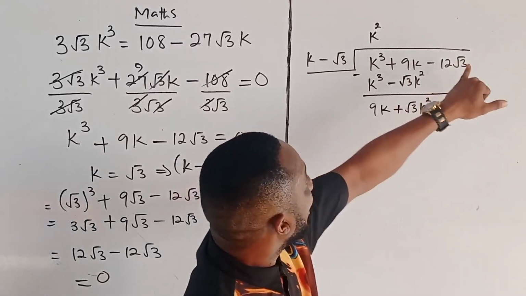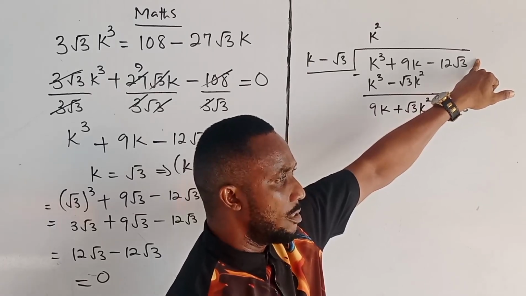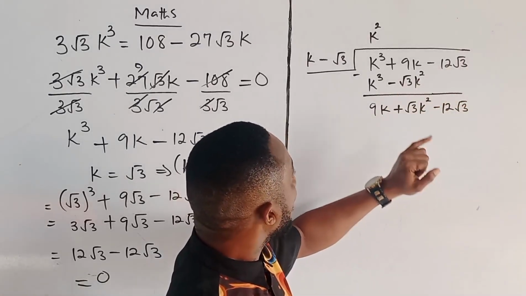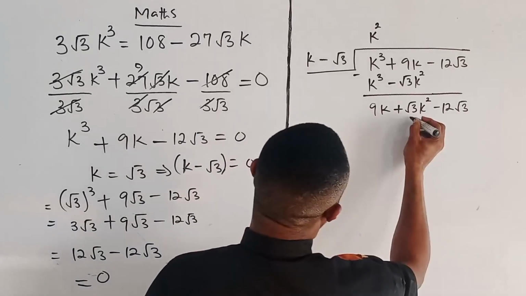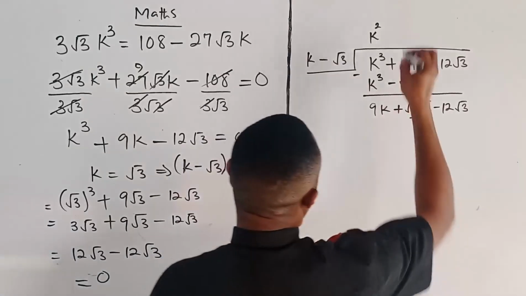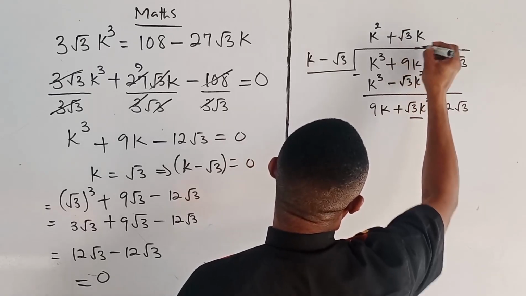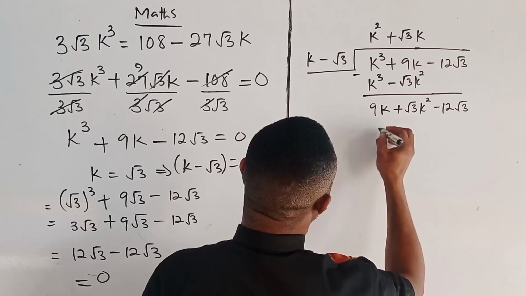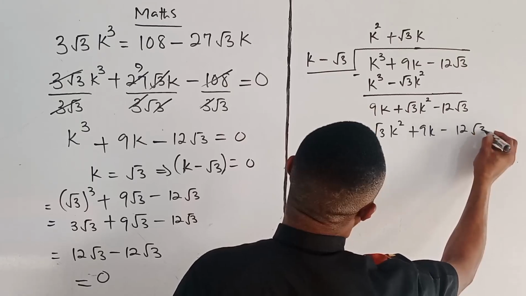So here, the coefficient of k squared is actually 0. 0 minus rad 3 k squared will give us plus. So this is the highest power here. K divided into rad 3 k squared will be rad 3 k. This is the only tricky part of this problem. Then I think I should write this symmetrically. This will be rad 3 k squared plus 9k minus 12 rad 3.